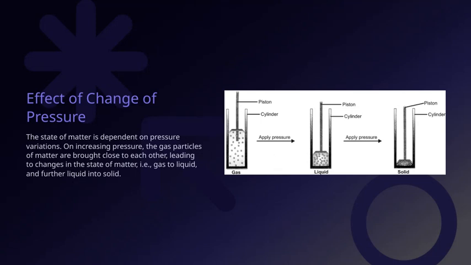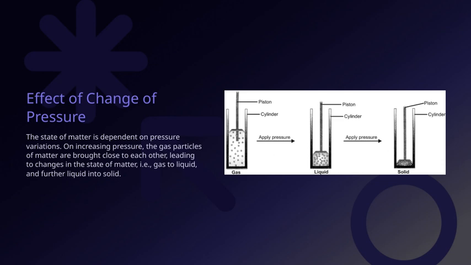Now, let's talk about the effect of pressure change on the state of matter. As you can see, the state of matter really depends on pressure variations. When we increase the pressure, the gas particles are pushed closer together. This crowding causes some interesting changes.